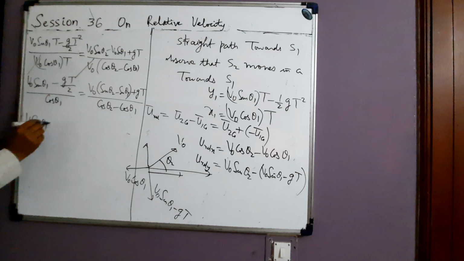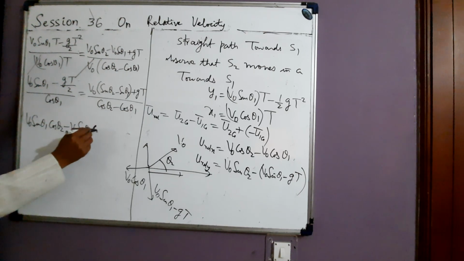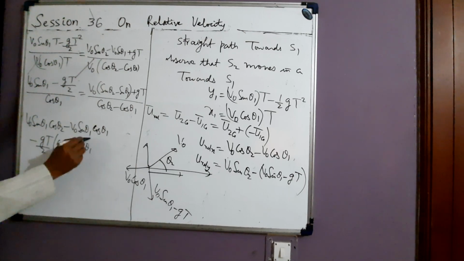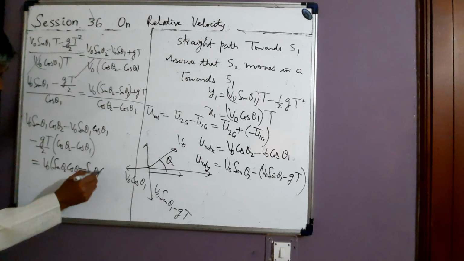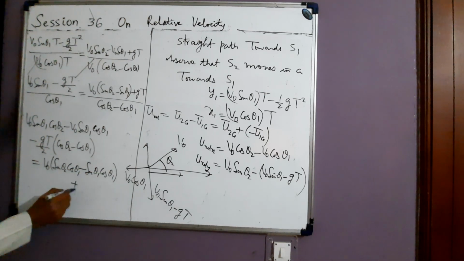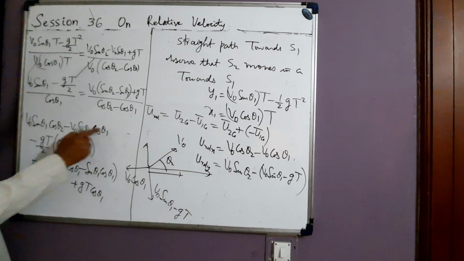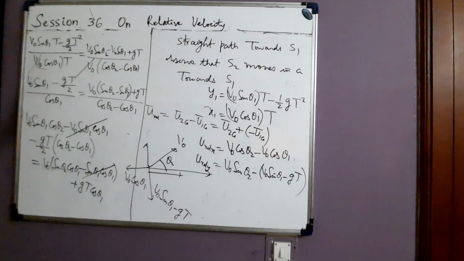V naught sin theta 1 cos theta 2 minus V naught sin theta 1 cos theta 1 minus gt by 2 cos theta 2 minus cos theta 1 is equal to this into this: V naught sin theta 2 cos theta 1 minus, plus gt cos theta 1. Now you can see V naught sin theta 1 cos theta 1 and V naught sin theta 1 cos theta 1 cancel out. This term goes away. Fine. So drop this.